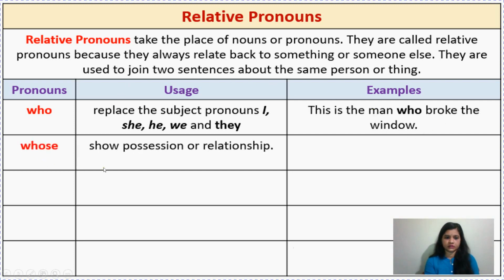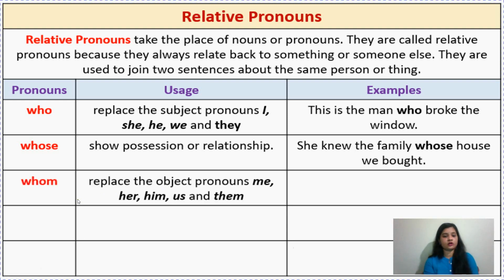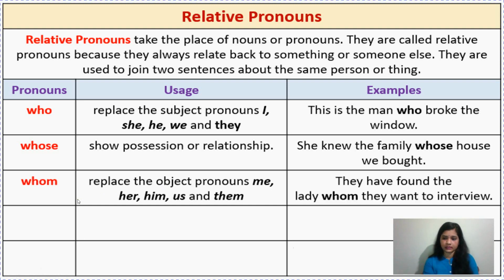Whose shows possession or relationship. How? She knew the family whose house we bought. Next is whom. It replaces the object pronouns like me, her, him, us, and them. For example, they have found a lady whom they want to interview. Like here, she knew the family whose house we bought. We are talking about family, so whose is telling about family, and here, whom, we are talking about the lady.